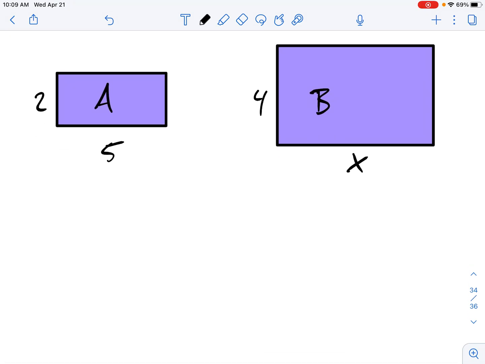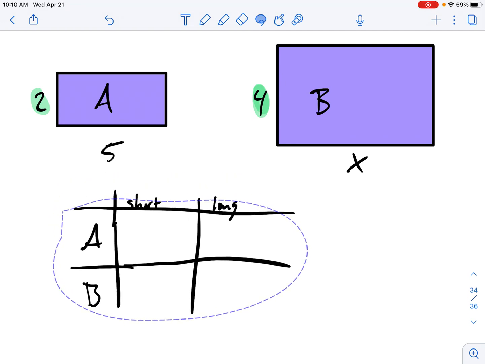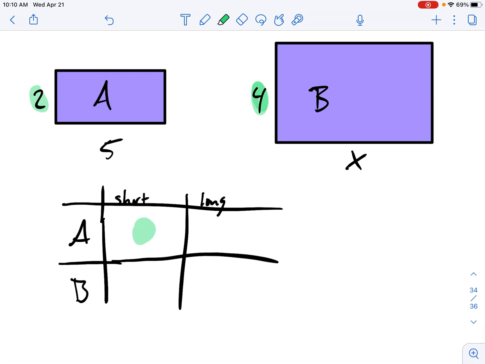So here we have two similar shapes. And we've been talking about making a table, putting the short side with the short side. So if we have a table, we have A and B. I wanted to use a nice, easy example that you could figure out without doing this new thing I'm about to teach you. I want you to know the answer so you can focus on the strategy. So we have the two short sides. The short side of A is 2. The short side of B is 4.